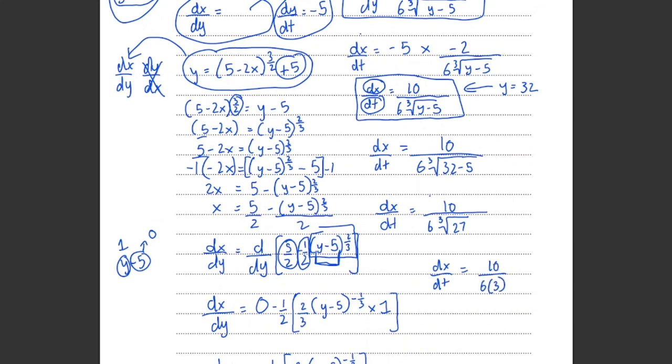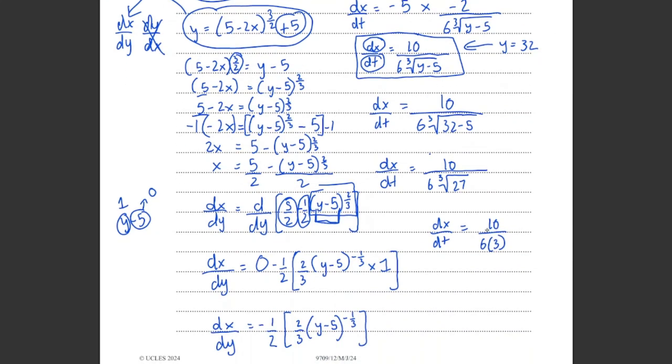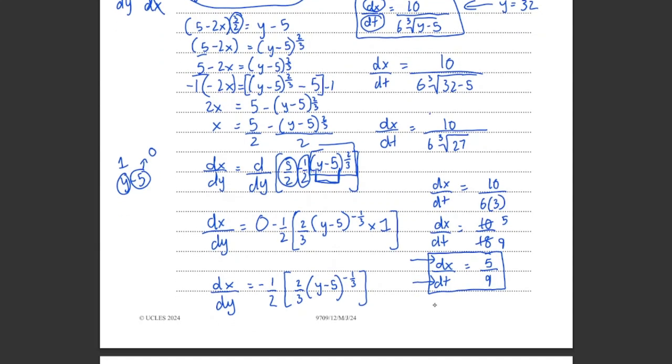So this is 6 times 3, and 10 is being divided by this. So we are going to have 10 over 18, and the final answer, we can simplify this, and we'll just get 5 over 9. So 2 times 5 is 10, 2 times 9 is 18, so we'll get 5 over 9. So this is the rate at which the x coordinate changes with respect to time when y is equal to 32.